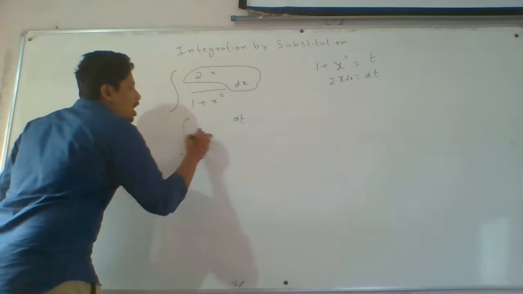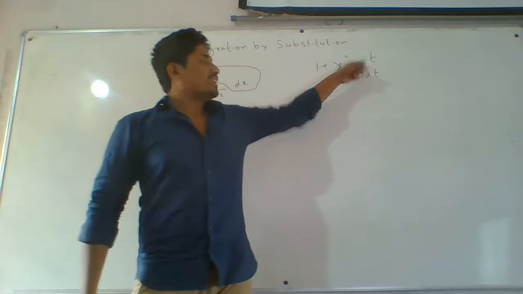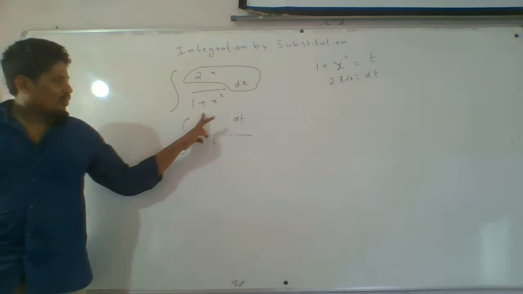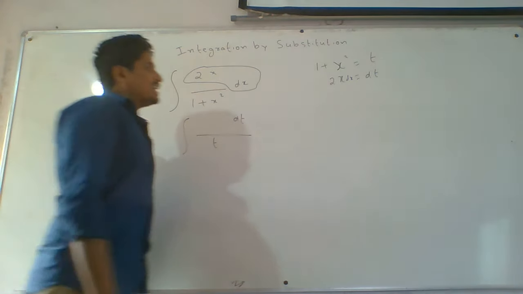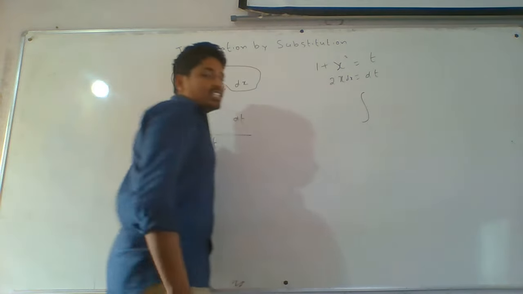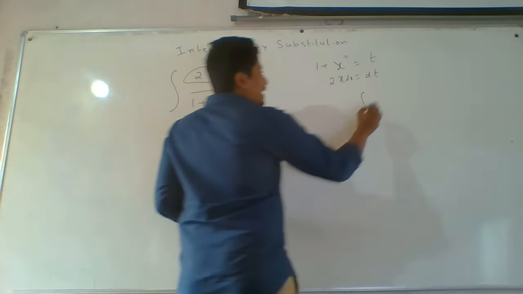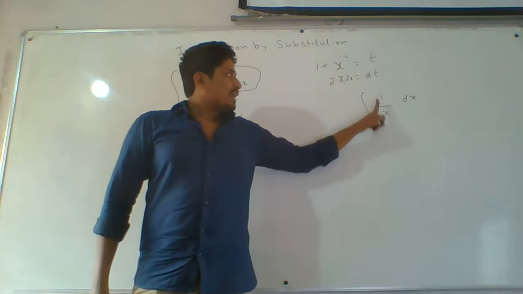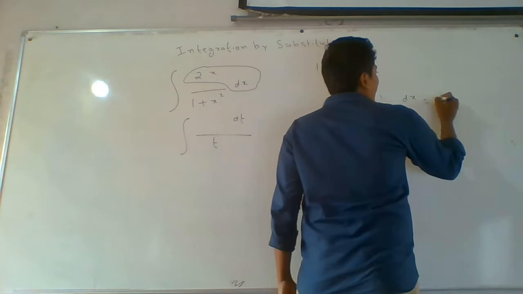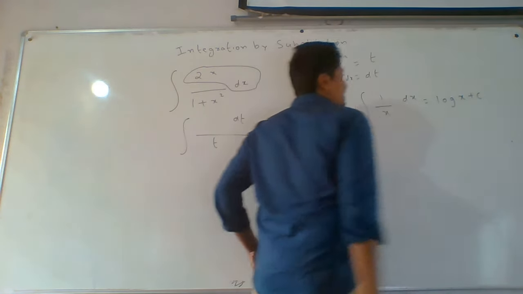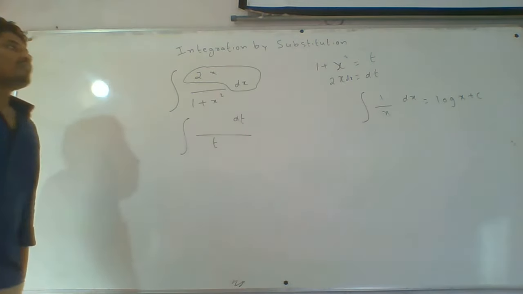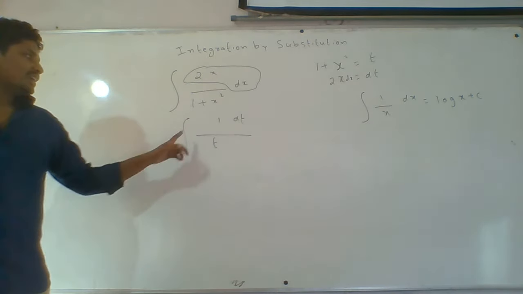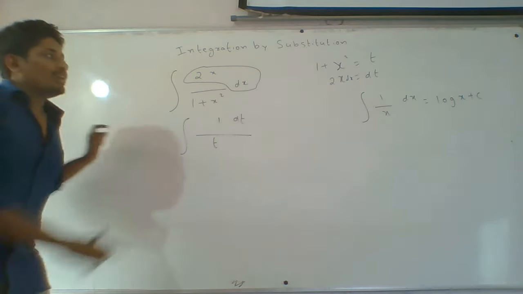Next, the denominator 1 plus x square is equal to t. See here, it is of the form integral 1 by t dt. In yesterday's 16 formulas, which form is this? Integral 1 by x dx, which is log x plus c. It is of the same form: 1 by t dt is log t plus c.